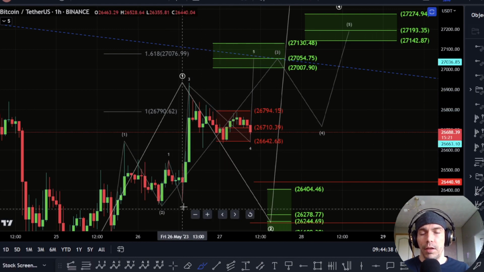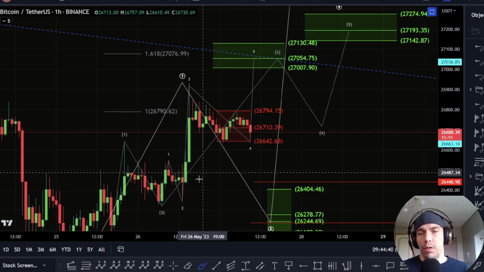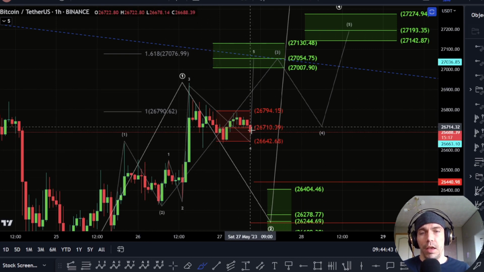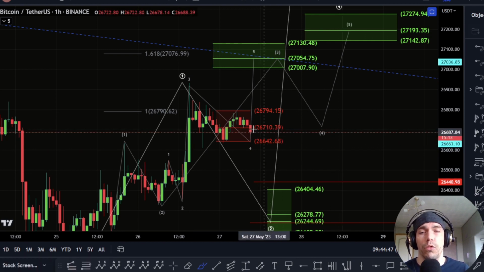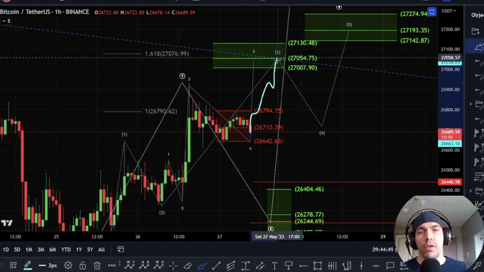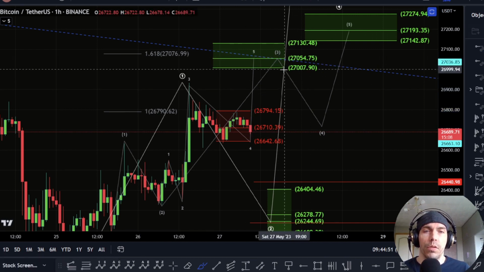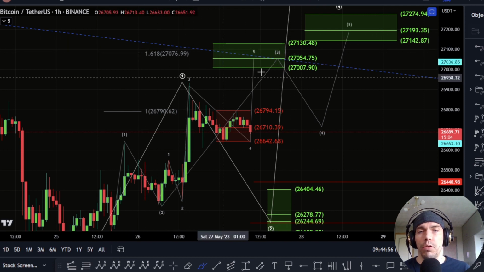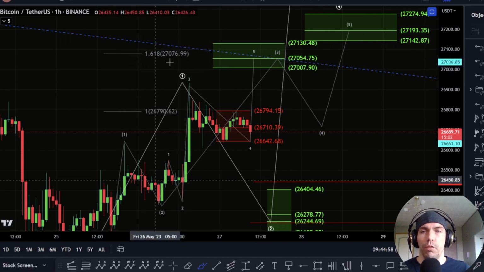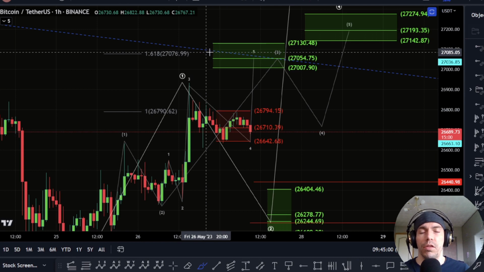So because of the fact that it's quite large here, we need to just be aware that it is less probable. But nevertheless, if we do continue to maintain this zone of this 26,642 and then see a five-wave move to the upside here towards this zone of this 27,000 to this 27,130, what we could actually see is this 1618 crossed here at this 27,076.